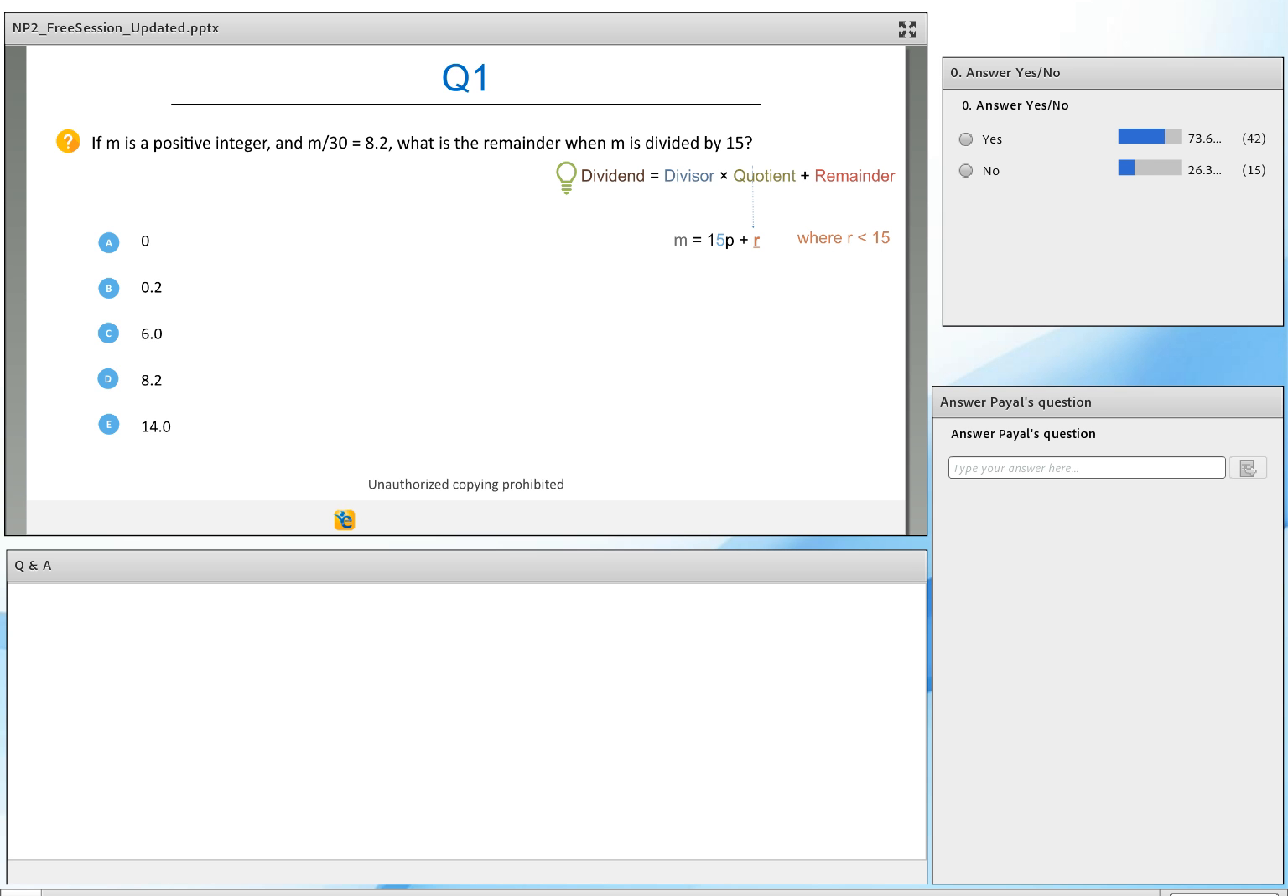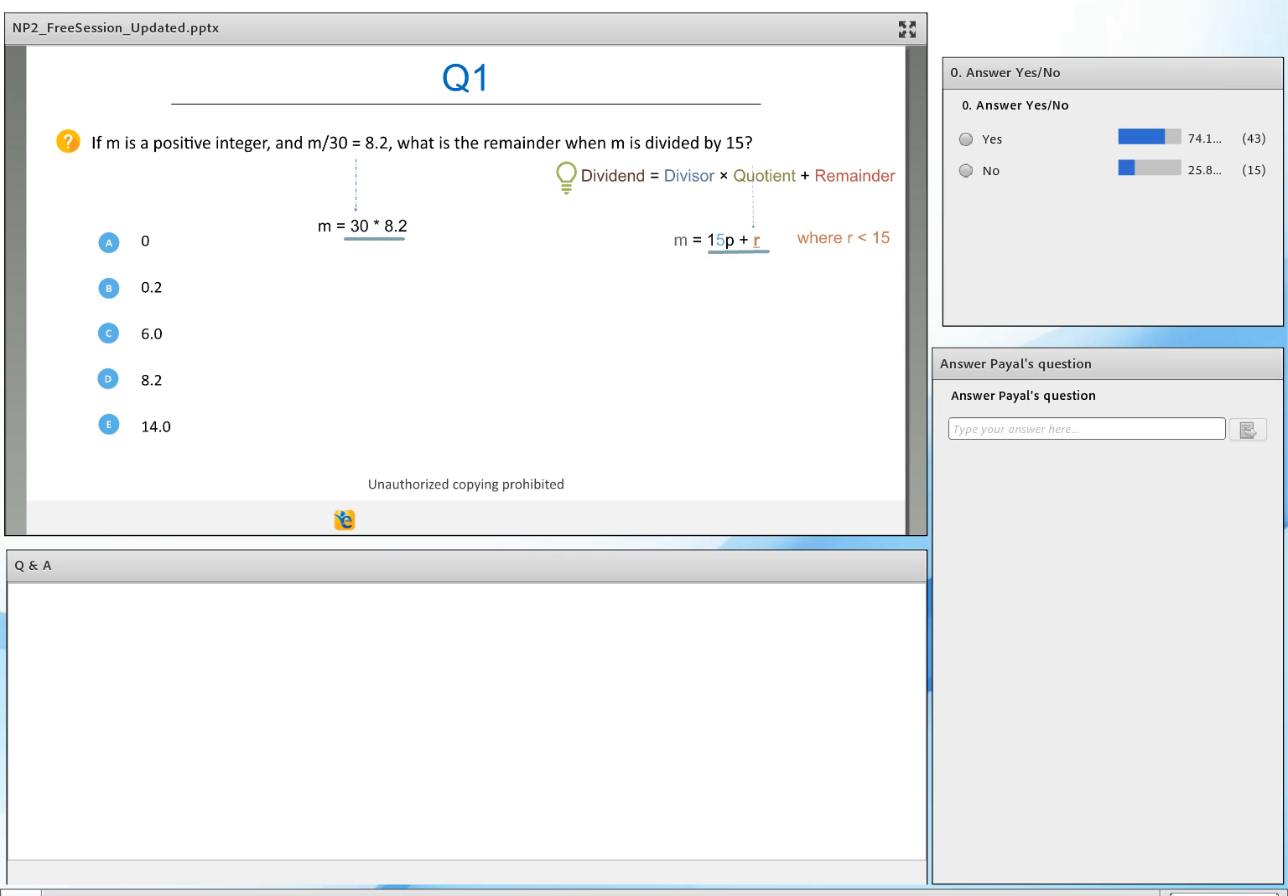Again, with my same equation, I come up with m is equal to 15p plus r. That's what I'm required to find, r. r is less than 15, right? Now what's given to me is m divided by 30 is equal to 8.2. So I take 30 on the other side and I say m is equal to 30 times 8.2. So now what I have to do is apply my visualization skill. I'm given 30 times 8.2 and over here I'm given 15p plus r. So technically, what thought process should go on in my mind? What should go on in my mind is, how can I express this number in terms of two numbers, one of which is a multiple of 15 and the other is not a multiple of 15. Do you agree with that?